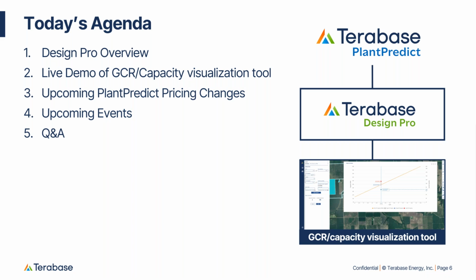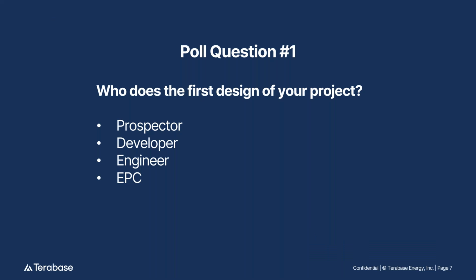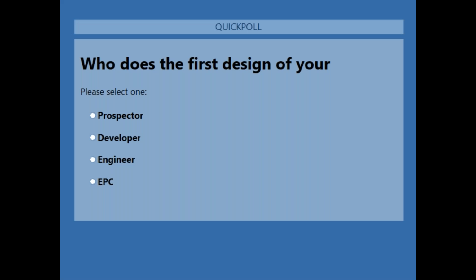Before we go too far into the weeds, we're going to kick things off with our first poll question. So poll question number 1. Who does the first design of your project? Is it the land prospector, the solar developer, the development engineer, or you just let the EPC take care of it? So I'll give you a few minutes for you to submit your responses, and we'll see what we got.